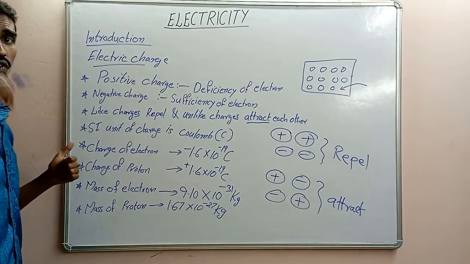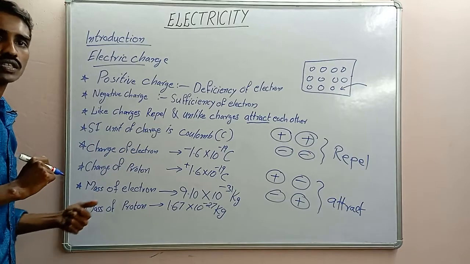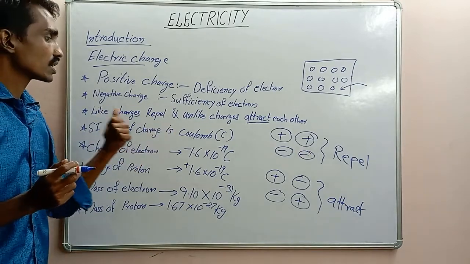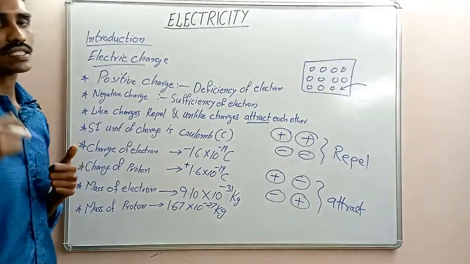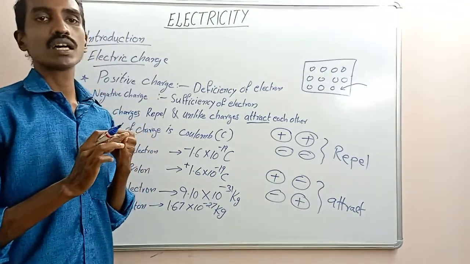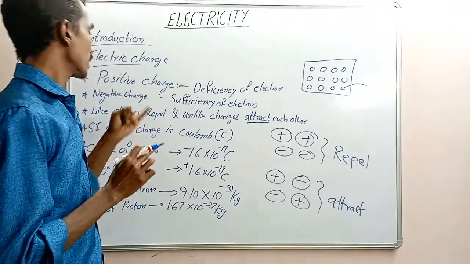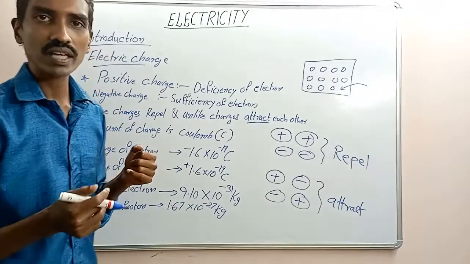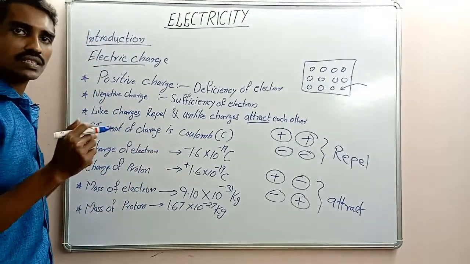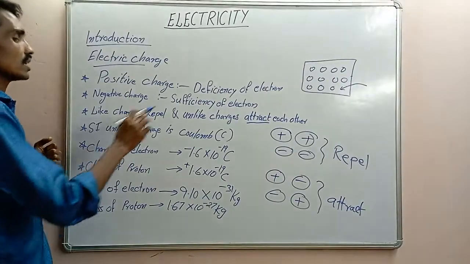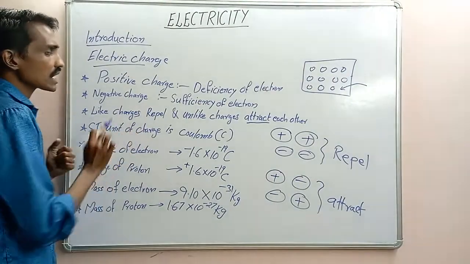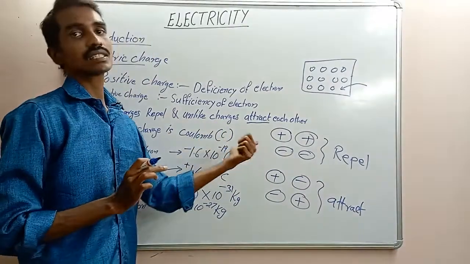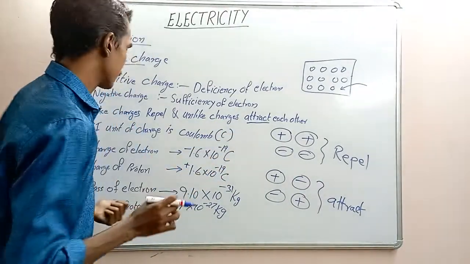The SI unit of charge is coulomb. Just as the SI unit of distance is meter, and likewise meter, kilogram, second, the SI unit of charge is coulomb. It is denoted by capital letter C.